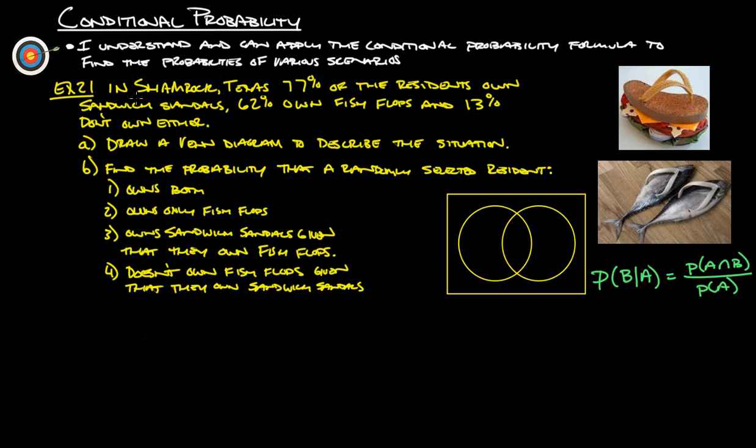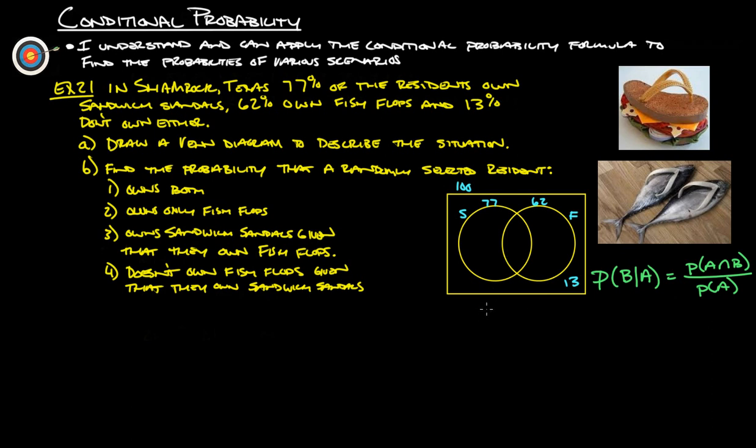So, example 1. In Shamrock, Texas, 77% of the residents own sandwich sandals, 62% own fish flops, and 13% don't own either. Draw a Venn diagram to describe the situation. So we know we have 13% out here. Let's just do this all out of 100. So we know there's 100 total percent in here. So 13 don't do either. Let's do the sandwich sandals and the fish flops over here. So we know that there are 77 that do sandwich sandals and 62 that do fish flops. And there's 13 that don't do either.